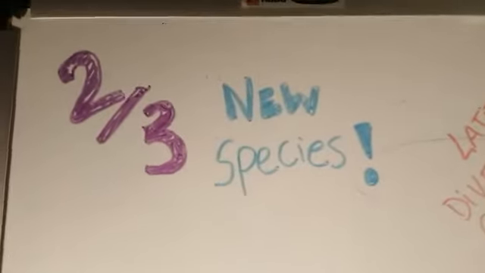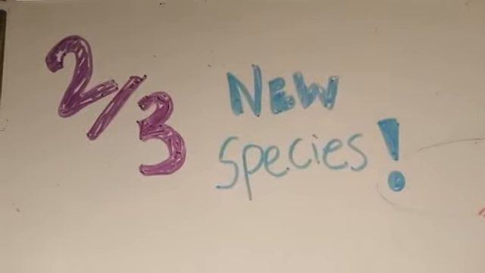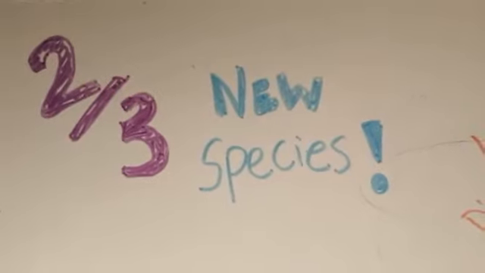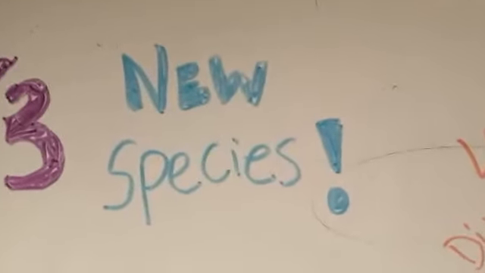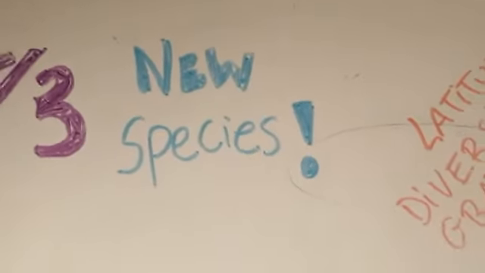Two thirds of all living animal and plant species on the planet are found in the rainforests of tropical regions. It is probable that many hundreds of new species of plants, insects, and microorganisms are still undiscovered.